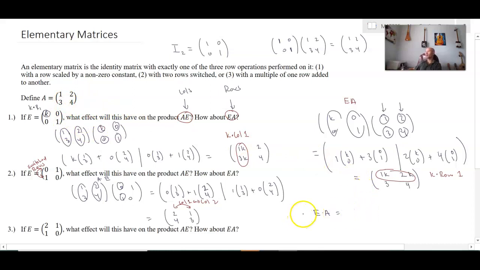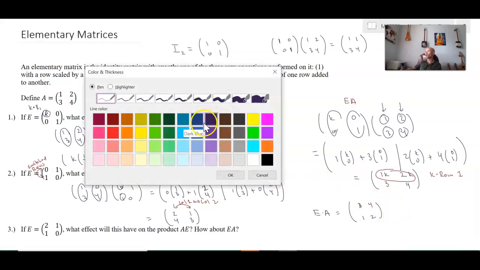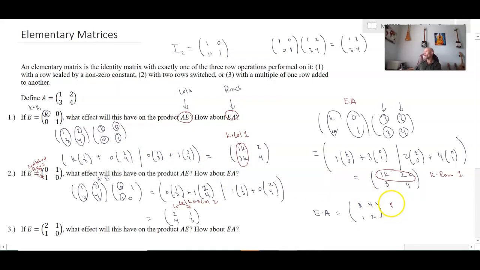So if we do E times A, it's going to switch the rows of our original A matrix. So instead of 1, 2, 3, 4, this will be 3, 4, 1, and 2. So this will switch row 1 and row 2. Well, they'll get interchanged. That's kind of cool.